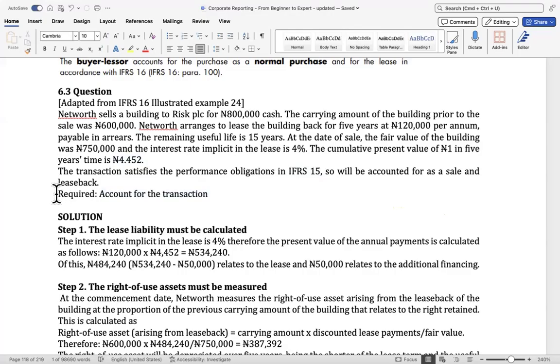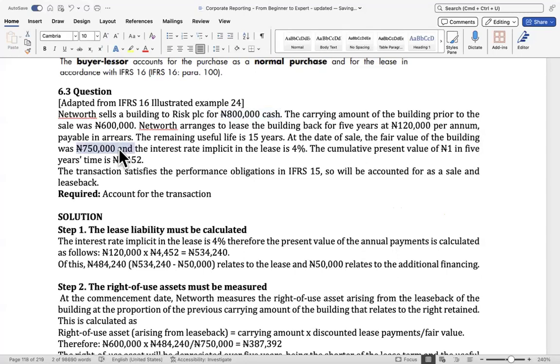Okay. So again now, this one, Networth sold a building for 800. The carrying amount was 600. He now leased it back and is now paying 120 every year. But the fair value of the building is 750. That's the fair value of the building. So firstly, I can see here that he received 800, but the fair value is 750. So that's an additional loan. That extra 50,000 he has received above the fair value is an additional loan.